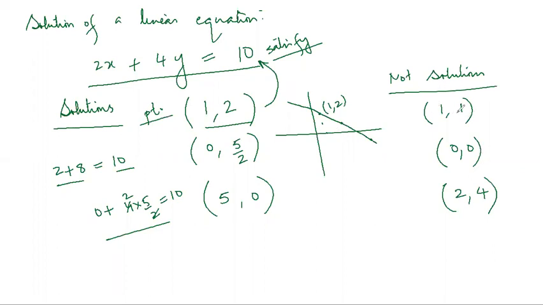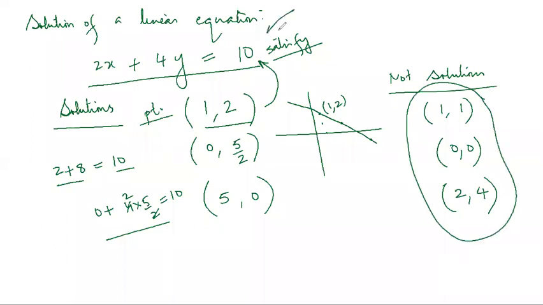Why? Because for these points, when I fill the value of x as 1, I get 2. Y as 1, I get 4. Now 4 plus 2 is 6, which is not equal to 10. Similarly, (0, 0). If I put 0, 0 is not equal to 10. (2, 4): 4 plus 16 is 20, which is not equal to 10. So these three are not the solutions of this equation.